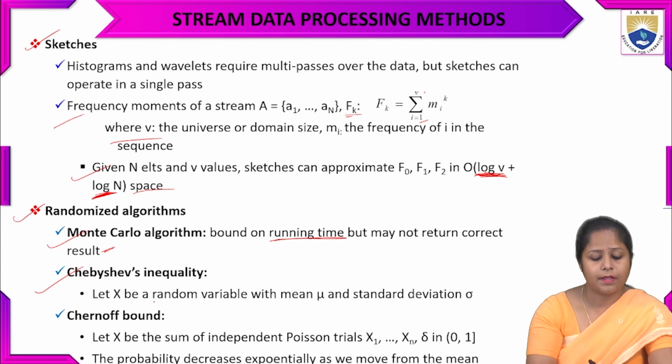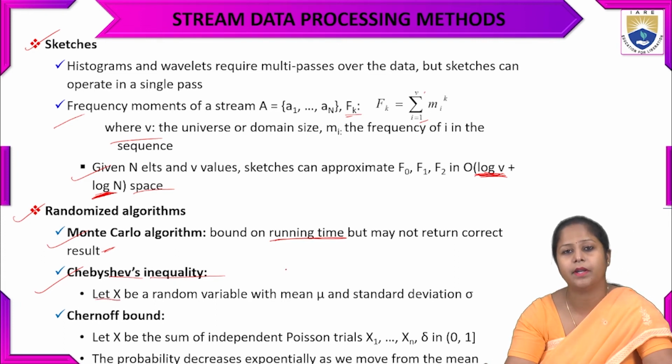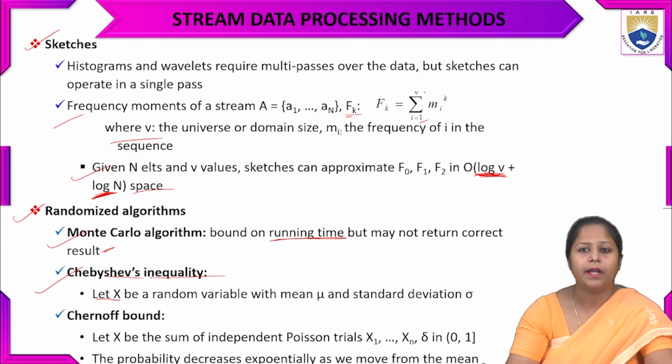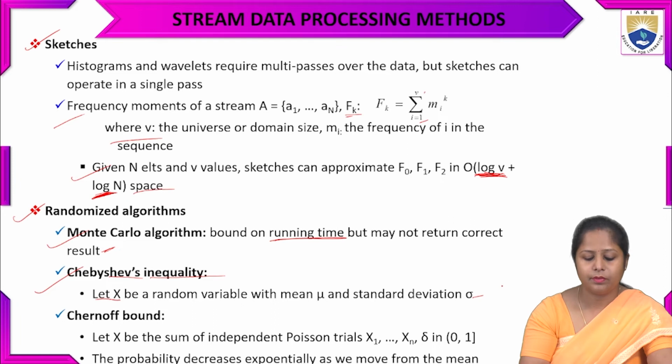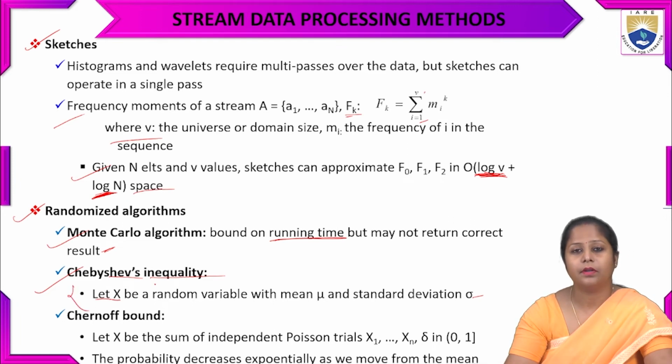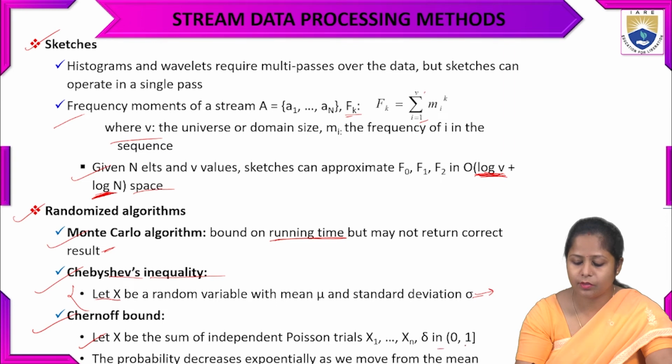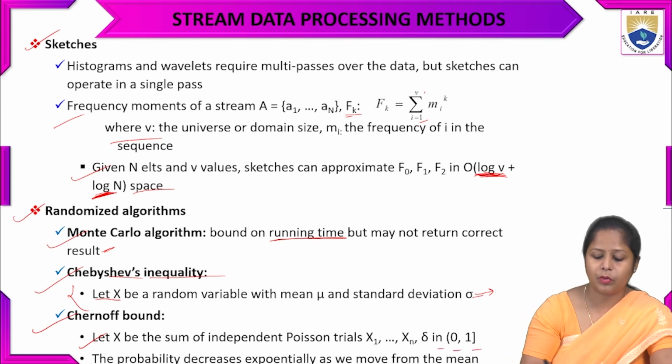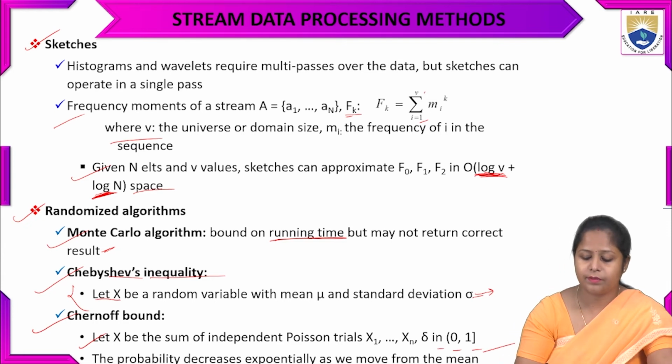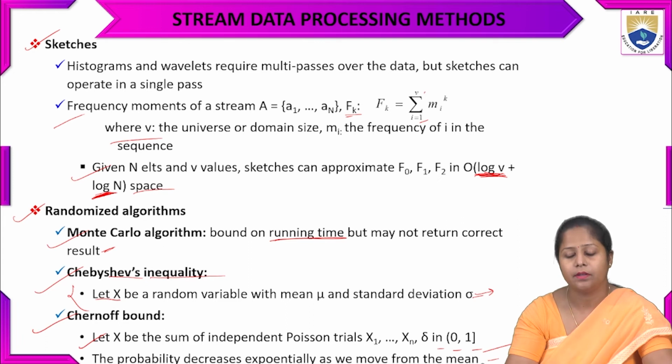Another method is the Chebyshev inequality. For example, let x be a random variable with mean mu and standard deviation sigma. In that case we need to apply the formula for it. Then the Chernoff bound: for example, let x be independent Poisson trials x1 to xn and delta in 0 to 1. The probability decreases exponentially as we move away from the mean of the values, right? So that was the Chernoff bound method.